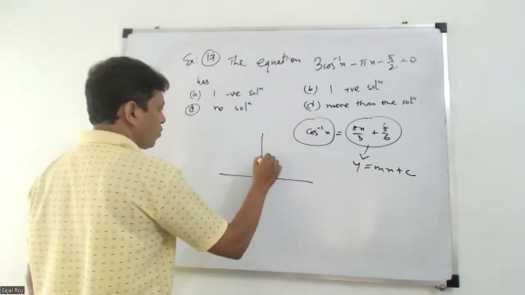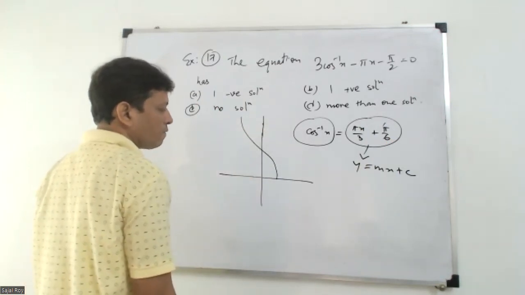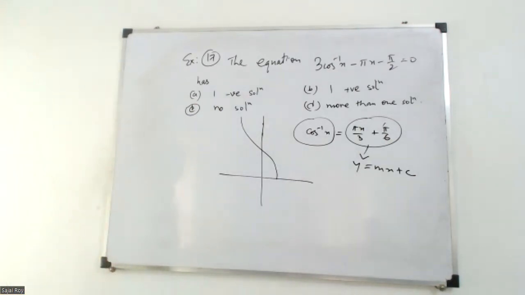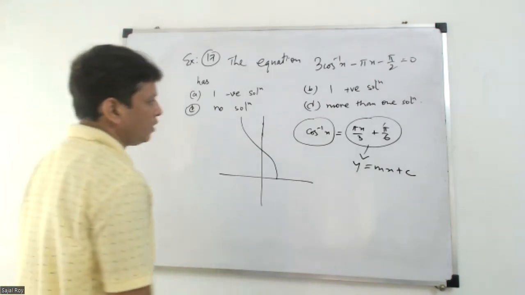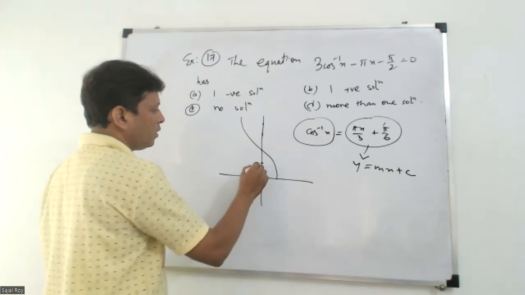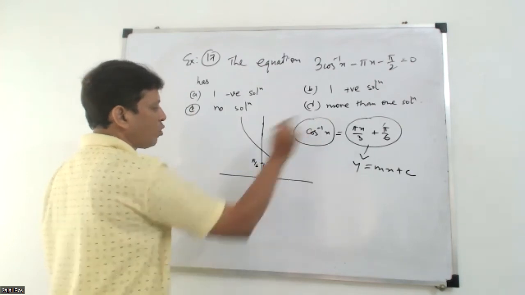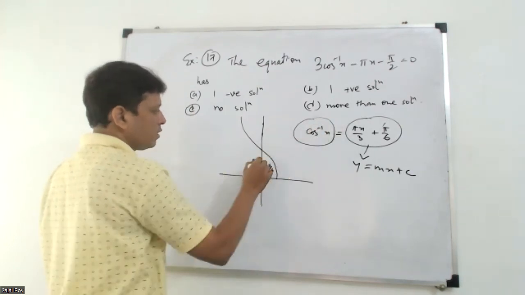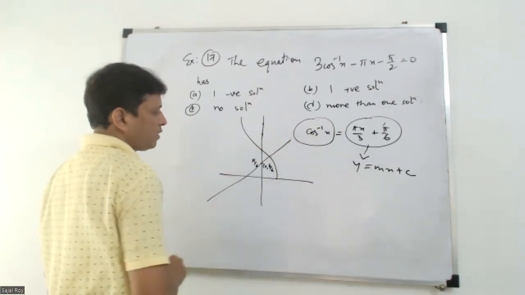What about cos inverse x? Cos inverse x will be like this. Okay? And x equals pi by 6x. So pi by 3, sorry. So this is your pi by 6. So your y-intercept is (0, pi by 6), right? C, y-intercept is the c form. So your straight line will be like this.